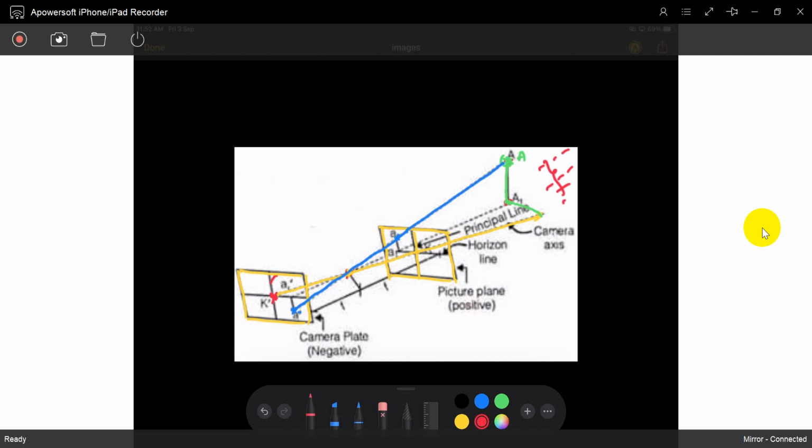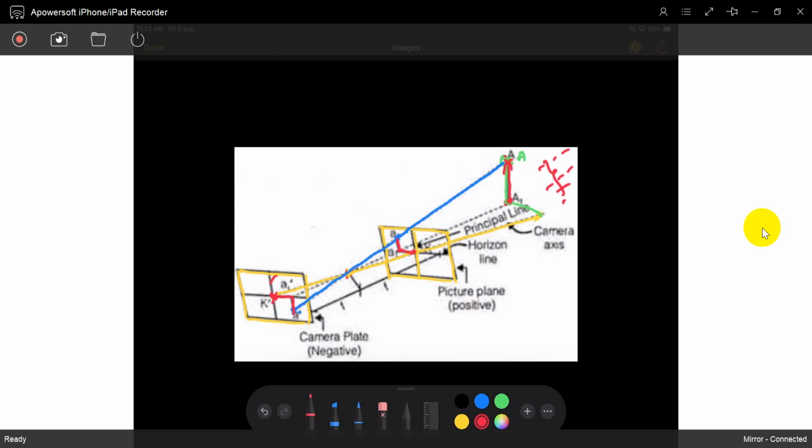It has a vertical height of A. So this is the vertical height in reality, and on the picture this is the vertical height. This is the horizontal height. The same thing you can observe. So that is the point.